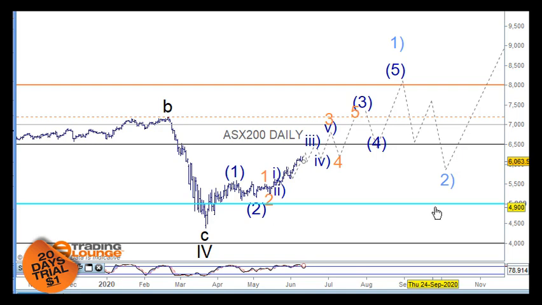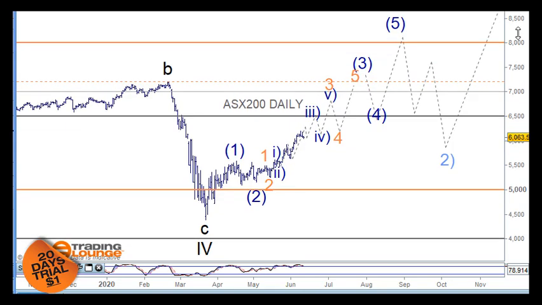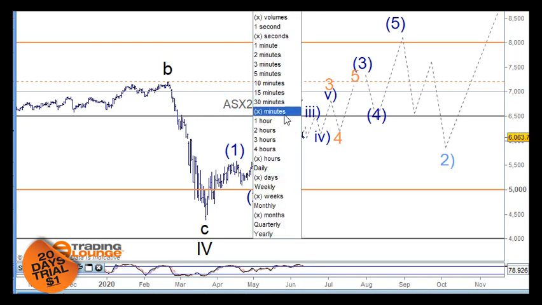We also need to look at the other side of the market always, in terms of could it crash as such, and we do have a count that comes up here as an A wave, a B wave and a C wave that actually finishes just here. So let's just go in and have a look at that first.